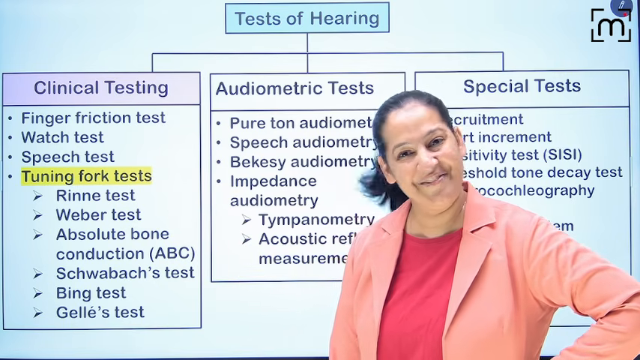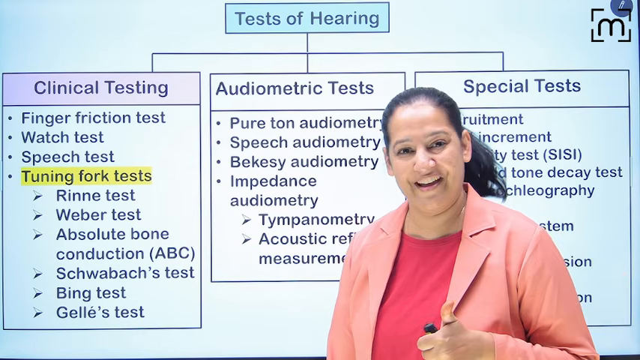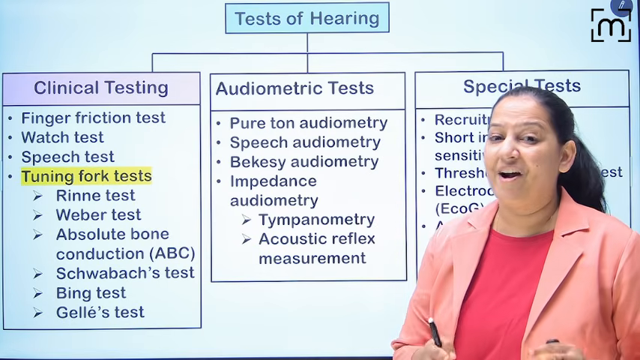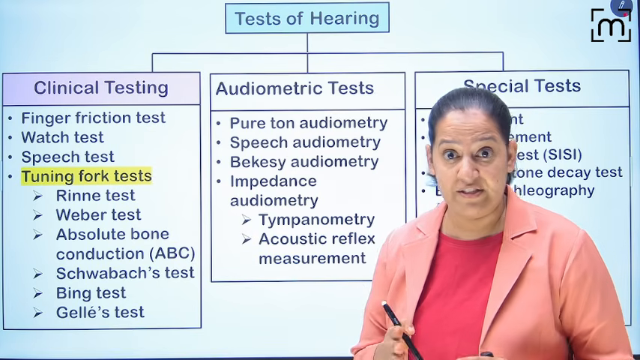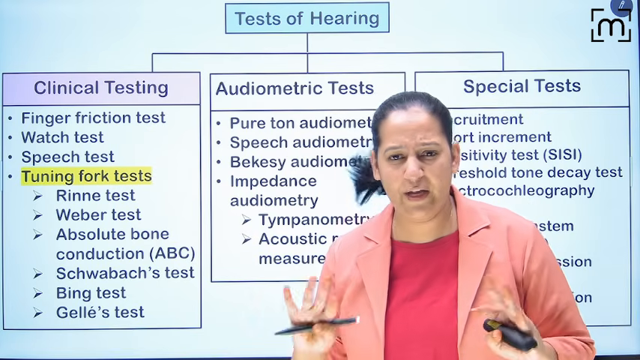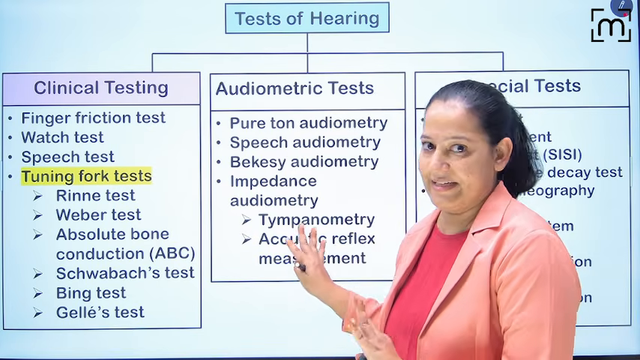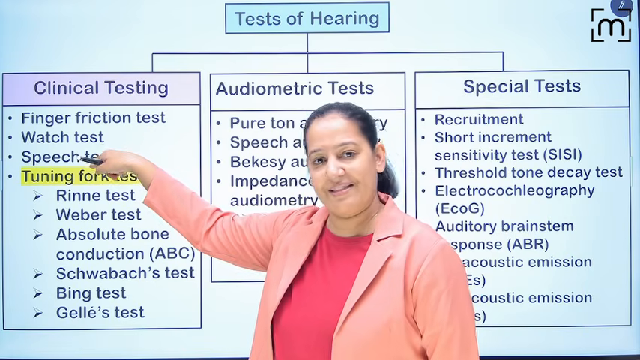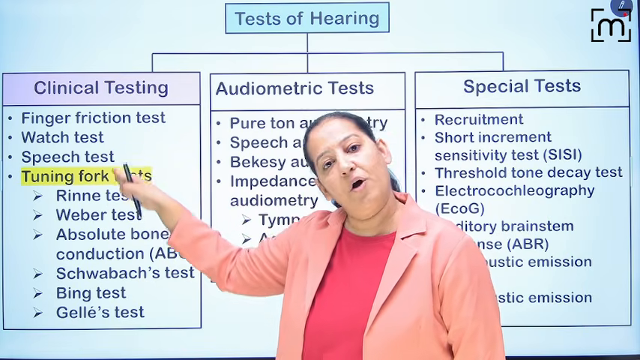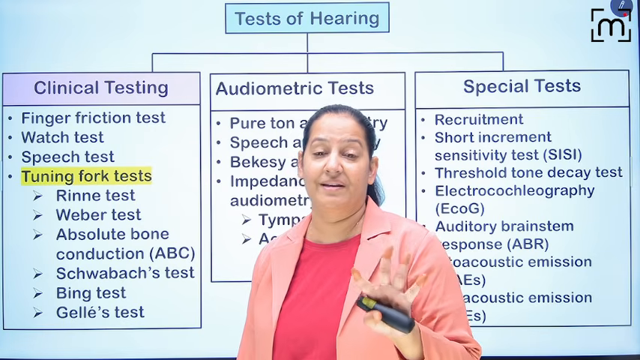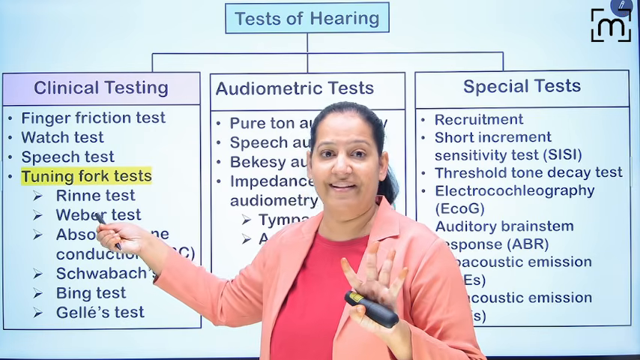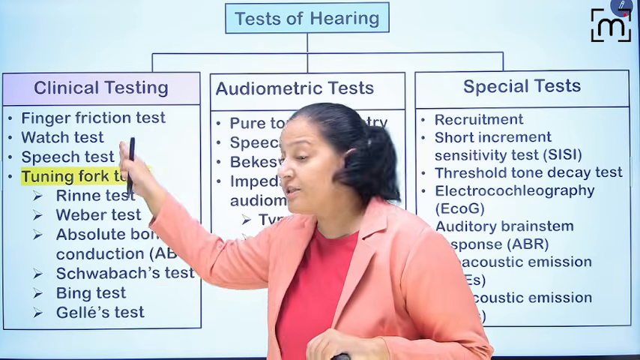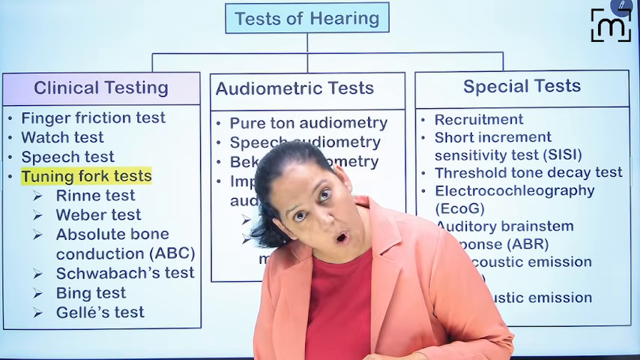Can we start? Everyone ready? Give me a thumbs up, everyone. We have revised the anatomy very quickly. We have revised the physiology, which is very important for today, very quickly. And we have started the tests. These 3 tests we saw yesterday, we have revised them. Now we are starting the 4th clinical test, that is the tuning fork test, which is of 6 types. I will teach you all 6 types.